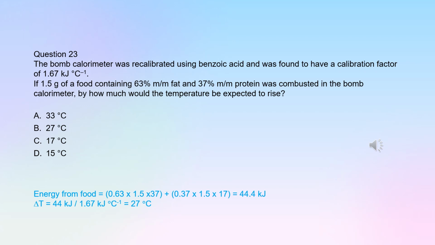Using the heat of fat and protein in the data book, we calculated the heat of this food. All this heat is absorbed and the rising temperature is calculated with a calibration factor. The temperature rise is expected as B.